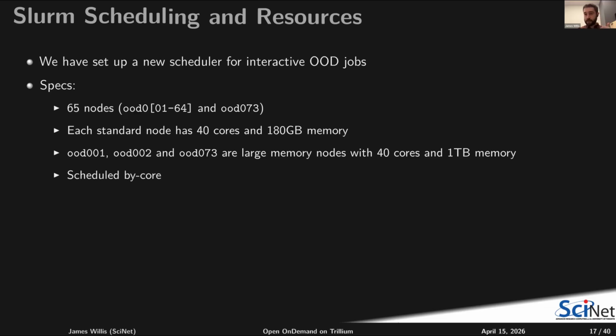The whole cluster is scheduled by core. Because we're running interactive jobs, we're not always going to be utilizing all of the cores. So we have scheduled by core. And this is different to Trillium, where everything is scheduled by node. So when you ask for one job on Trillium, you'll get a whole 192 cores and 755 gigabytes of memory. So I just want you to make that distinction. A question about the large memory nodes then: those ones are also scheduled by core, and you can have up to half a terabyte of RAM.